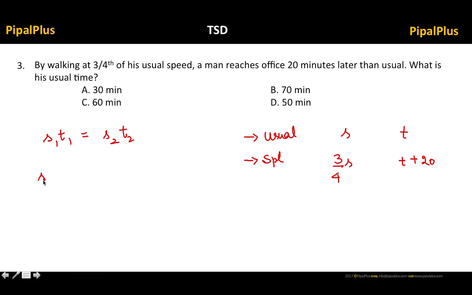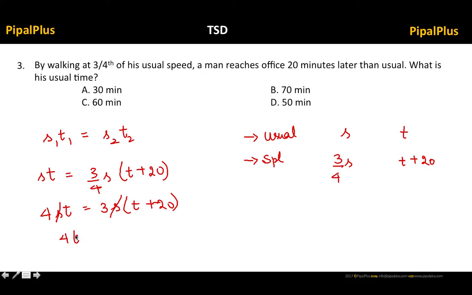So we get s times t equals 3/4 s times (t plus 20), right? So we take this 4 here, we get 4 times st equals 3 times s into (t plus 20). Now what I notice is that s is common, so I'll remove this s. So we get 4t equals 3t plus 60, right? So I'll take this 3t here, it'll get subtracted from 4t, I get t on the left hand side equals 60. So the usual time that the man takes from traveling from home to office is 60 minutes.